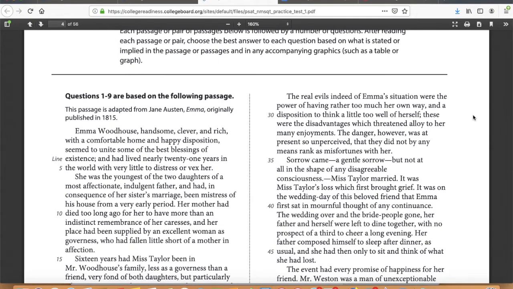So here, and this is very funky because I'll be honest, I'm not sure what part of speech "alloy" is here, if it's a verb or I guess a noun, but it's a very funky sentence structure. But the idea is that these disadvantages threatened to combine. They threatened to alloy her many enjoyments, that is her many personal and social enjoyments, the good things she has going on in her life. Gotcha. Does that idea make sense?